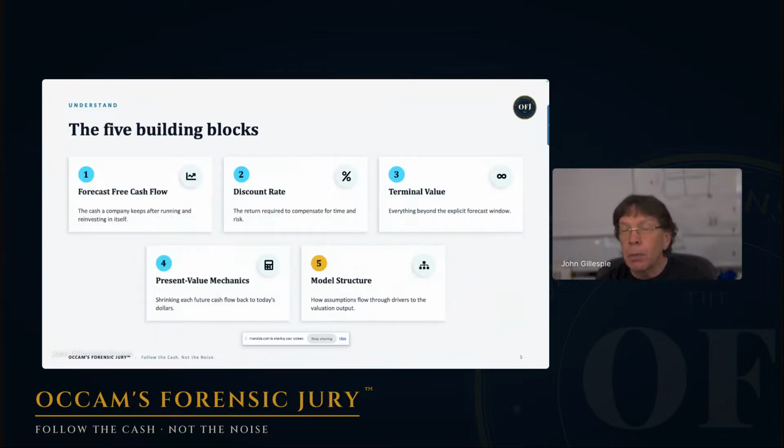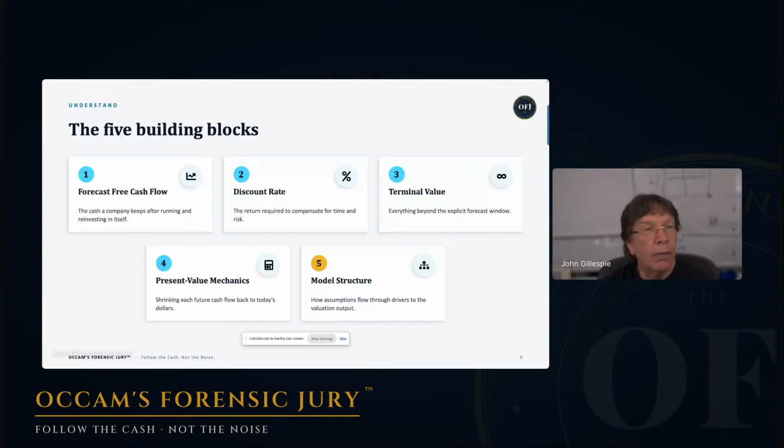So the five building blocks: we have the forecast of free cash flow, which is no simple thing to do. I don't know about you, but how often are you in a position to make a good estimate of how much free cash flow a company is going to make? The hint is we can look at the filings they've already generated and make educated guesses. But what happens if you are not a public company and you're trying to do this for your own? It gets a little bit more challenging. And the discount rate, this is the return required to compensate for time and risk, right?